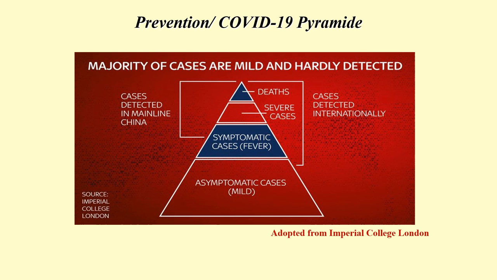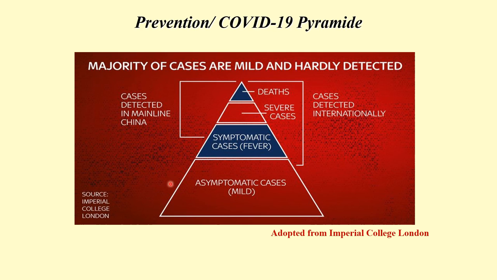Another important element in prevention is what we call the COVID-19 pyramid. In this diagram, you can see at the top of the pyramid the percentage of death, followed by severe cases. Then we have the symptomatic cases, or the ones that have fevers. These three parts of the pyramid, death, severe cases, and symptomatic cases, comprise around 60% of coronavirus COVID-19 infected individuals. These are cases that are diagnosed, that we know. So we can put them under quarantine. We can prevent them from having contact with other people, so they cannot transmit the infection to other people in the public.